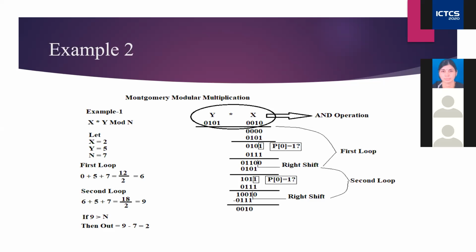In the second loop, we add with the 6, and then add the next binary value, that is 5. Then again it will check the last digit, whether it is 1 or 0. Then it is divided by 2, and we will get the output. Then we will check it against the modulus value n. If the final output, that is 9, is greater than n, then we subtract the modulus value from it, and we will get the final Montgomery algorithm output as 2.